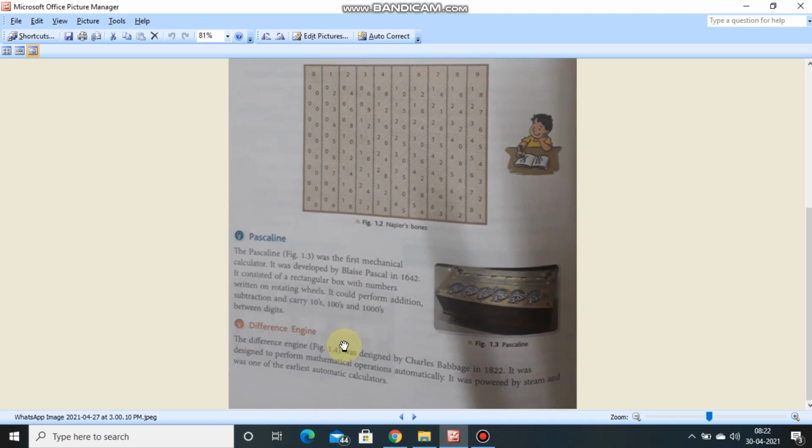Difference engine. The difference engine was designed by Charles Babbage.